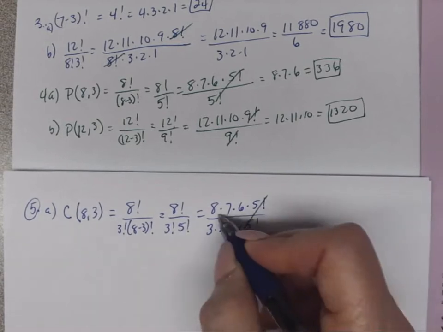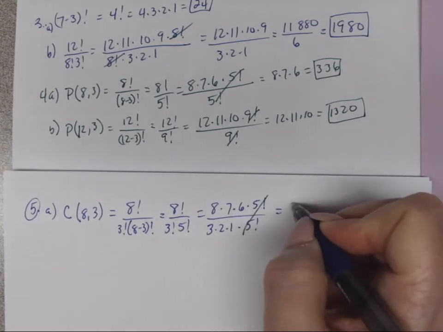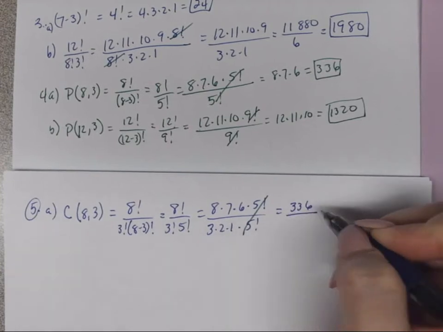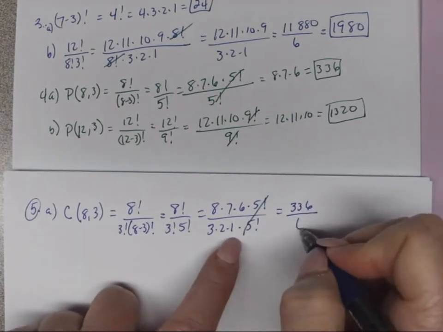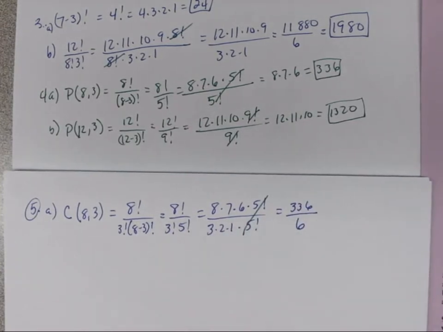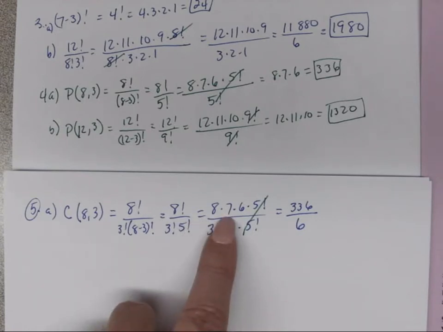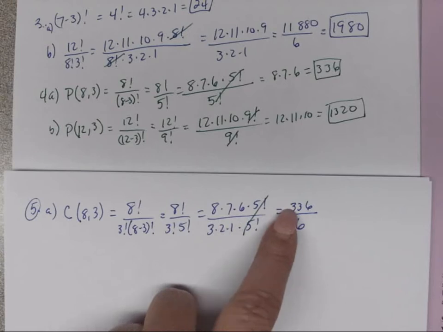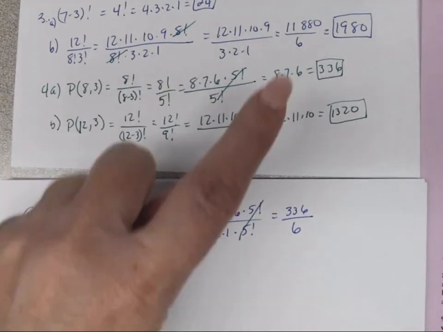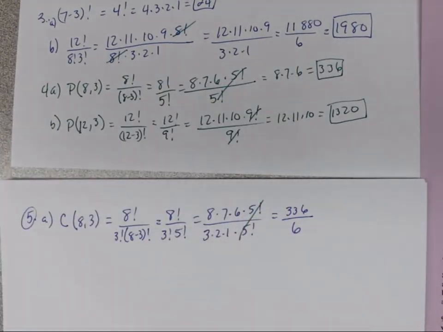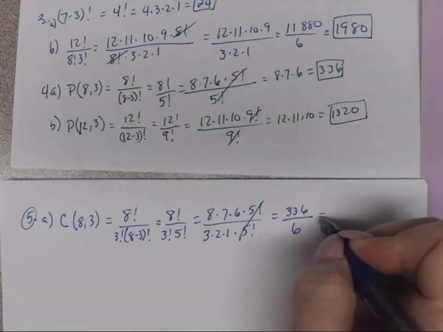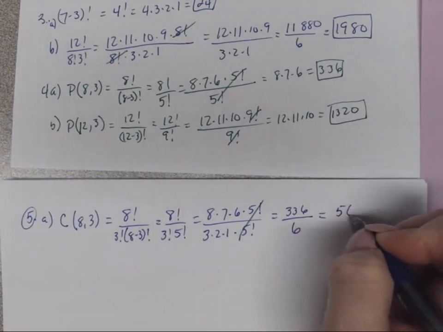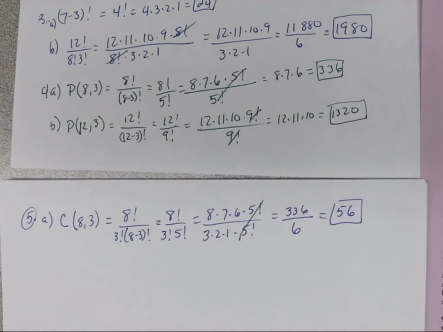On the top, we have 8 times 7 times 6, which is 336, and 3 times 2 times 1 is 6. You don't have to rewrite it all like I did earlier. I did that so you could see exactly what we were doing. So understand we're still multiplying. Now, notice we got 336 up here, but now we're also dividing by 6. And so we end up with 56 as our answer.